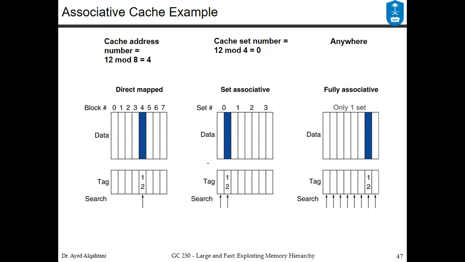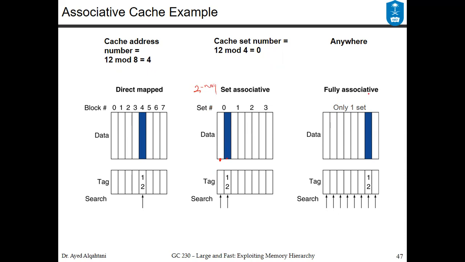Now, if you are trying to read the cache, you search for the first. If it's not there, then you go to the second. And here in our example, it's there, and you get it. And that's it. So notice that we searched 2 times because it's two-way set associative.